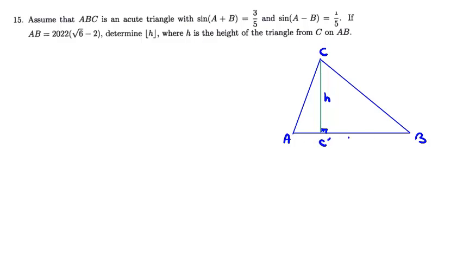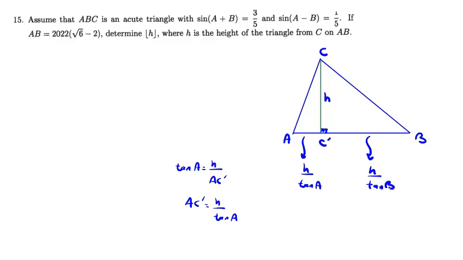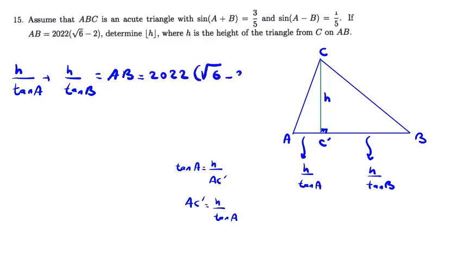So if we want to consider each of them in terms of h, tangent A is h over AC prime, so you can say AC prime is h over tangent A. So this part is h over tangent A. Similarly, this part is h over tangent B. We want to find h, so we know that h over tangent A plus h over tangent B equals AB, which we know is 2022 times root 6 minus 2.